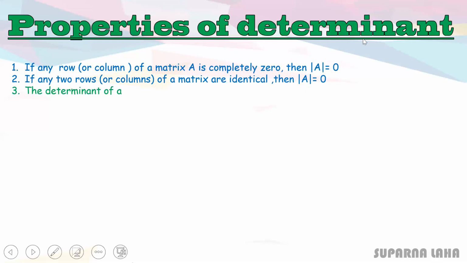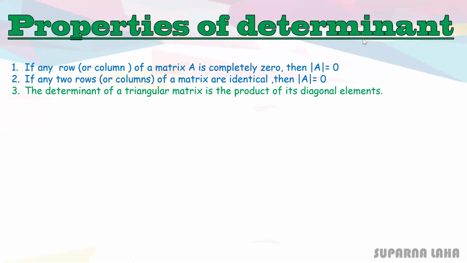The determinant of a triangular matrix is the product of its diagonal elements. We will discuss this property whenever we are solving with a triangular matrix, and we will talk about the triangular matrix also.